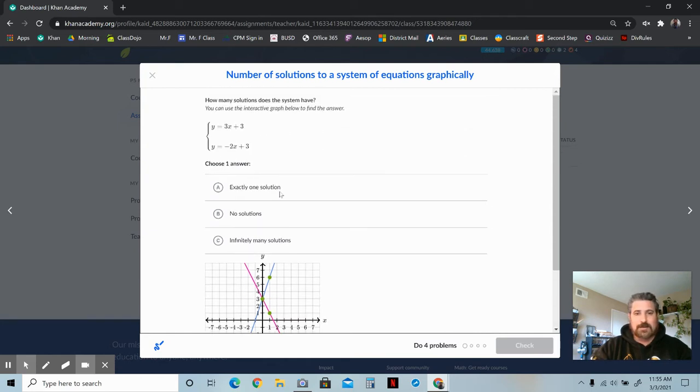So how many solutions do they have? Exactly one solution, right? It would be no solution if they never intersect. In other words, they're parallel lines. And it would be an infinite solution if they're exactly the same line.